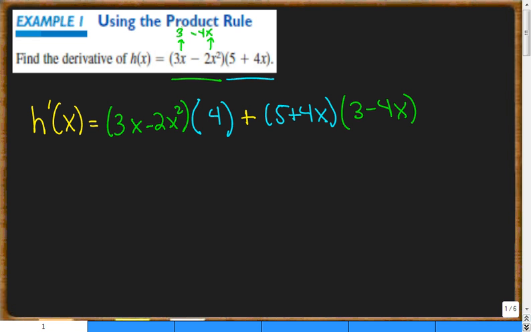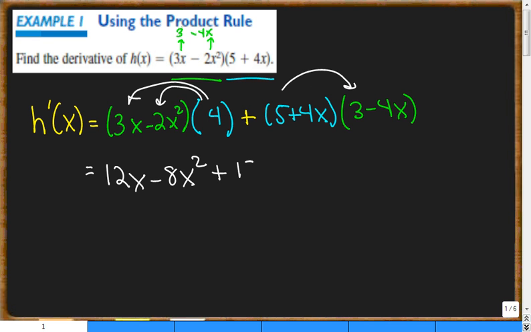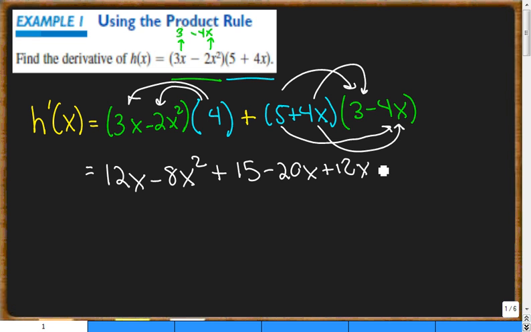So then I'm going to go through and simplify this whole thing. Well, I got to distribute this 4 to both parts. So I'm going to get 12x minus 8x squared. I then have to FOIL this next part. So I got my first, which is 15. My outside, which is going to be negative 20x. My inside, which is positive 12x. And then my lasts, which is going to be a minus 16x squared.